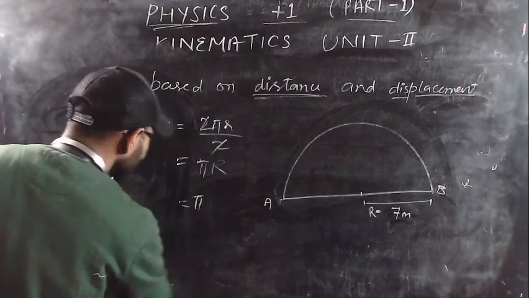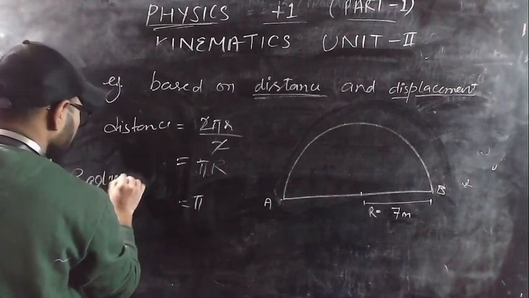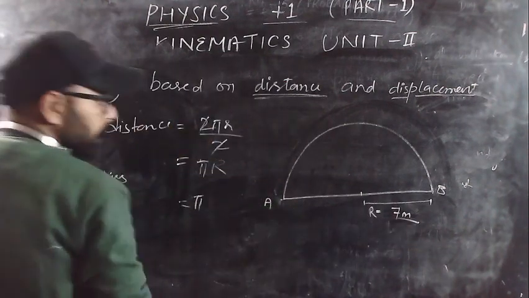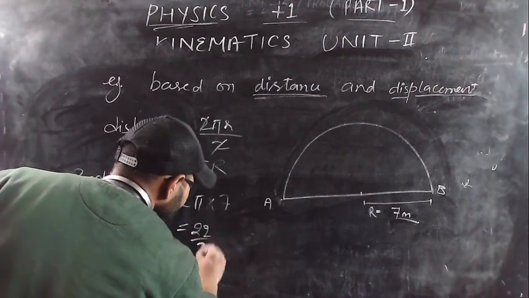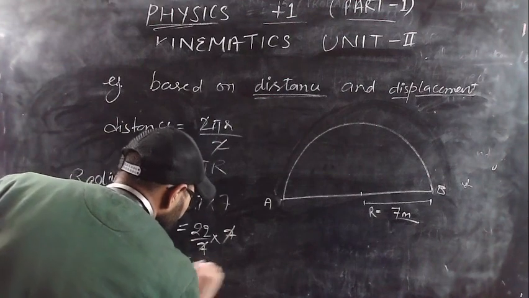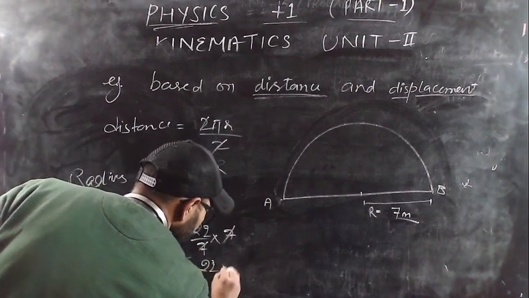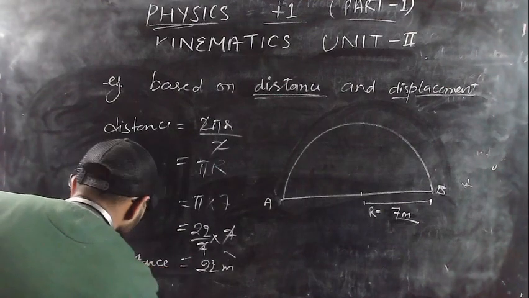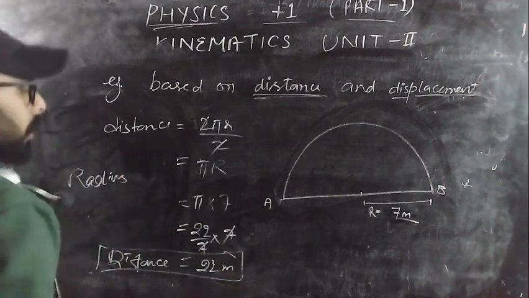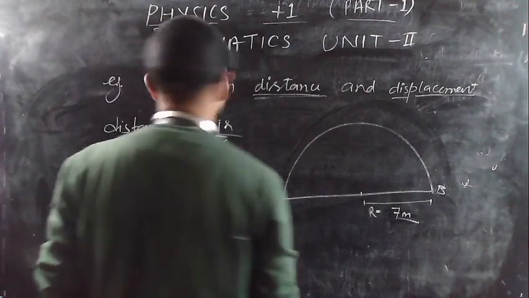So the distance traveled by particle A to position B would be pi r. As we know, the radius of this semicircular ring is 7, so the value would be 22 by 7 times 7. The 7 will cancel with 7 and the answer would be 22 meter. And this is the distance for the semicircular ring.